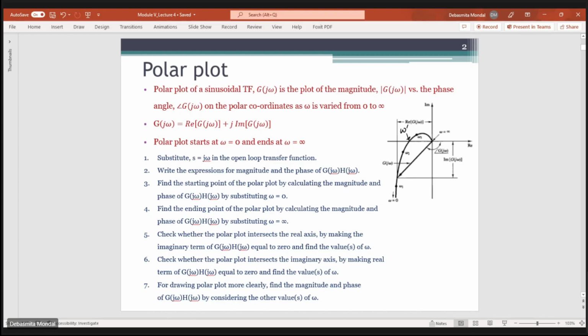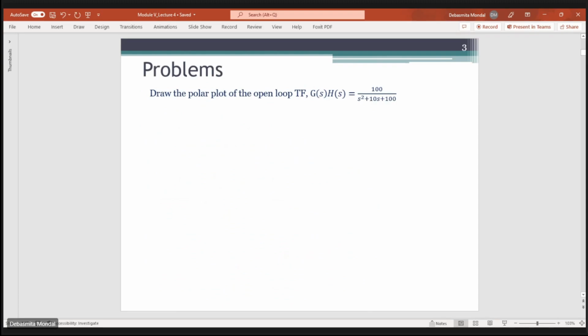between, let's say, 0 to this omega dash, you have to consider one value, let's say omega 3. Then between omega dash and infinity, you have to consider, let's say, 2 or 3 more values, so that you can get a better approximated polar plot. Okay, so now let's try to do an example, then I think it would be more clear to you.